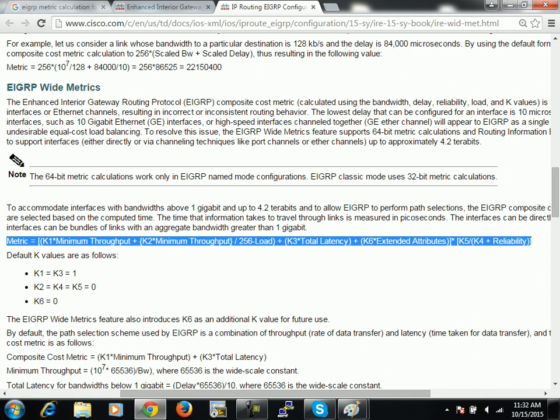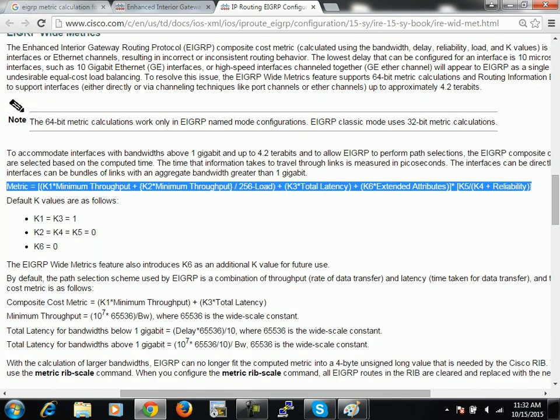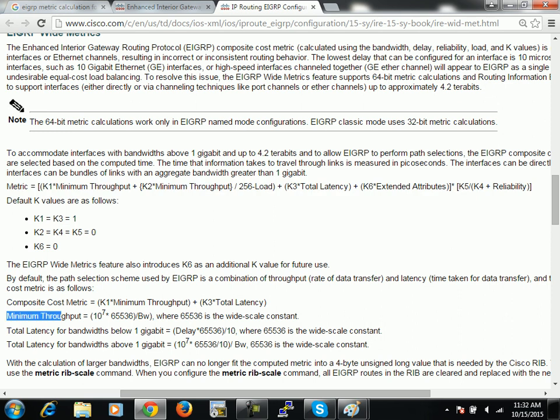Is there some difference between throughput and bandwidth? There is a formula here to calculate your throughput. See, this is the formula. The formula to calculate minimum throughput is 10 raised to the power 7 multiplied by 65536 and divided by bandwidth in kbps, where they are taking this 65536 as a wide scale constant. So this is the formula to calculate your minimum throughput. That's the difference between minimum throughput and bandwidth.